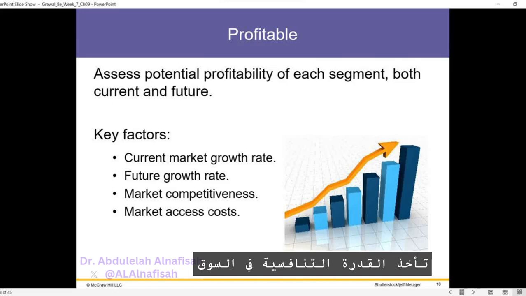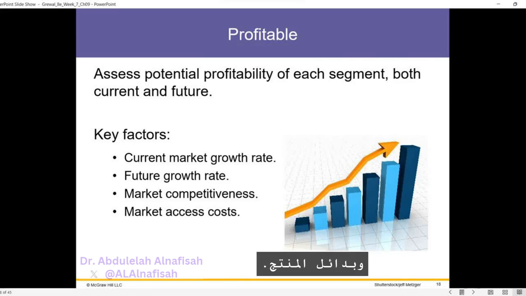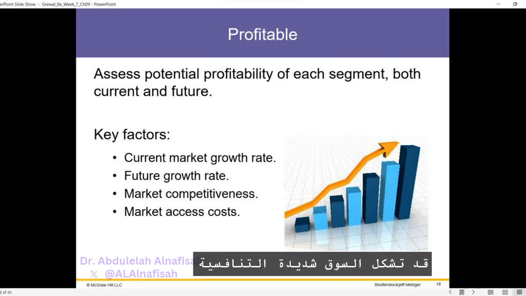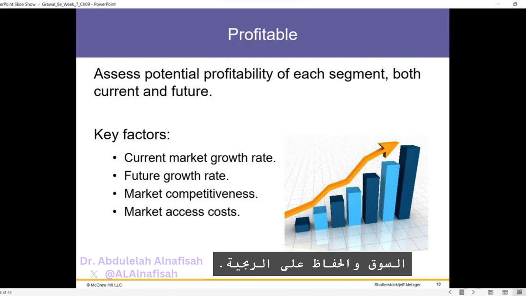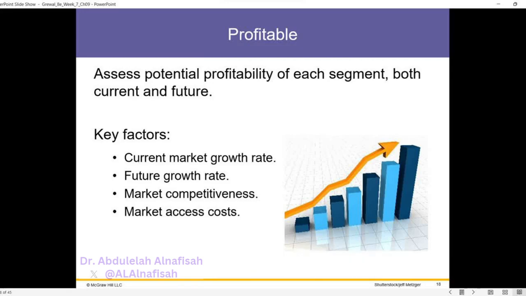Market competitiveness considers factors such as the number of competitors, entry barriers, and product substitutes. A highly competitive market may pose challenges in terms of capturing market share and maintaining profitability. On the other hand, a segment with fewer competitors or strong entry barriers can provide opportunities for differentiation and higher profit margins.